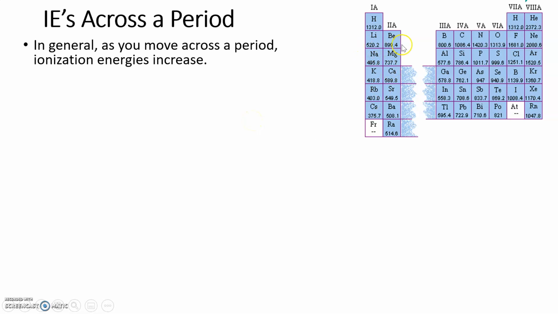As you move across a period on the periodic table, in general, the ionization energy increases. This is due to nuclear charge. Remember, nuclear charge is how many protons the atom has. Lithium only has 3 protons. Neon has 10 protons. 10 positive charges are going to hold on to electrons a lot stronger than just 3.